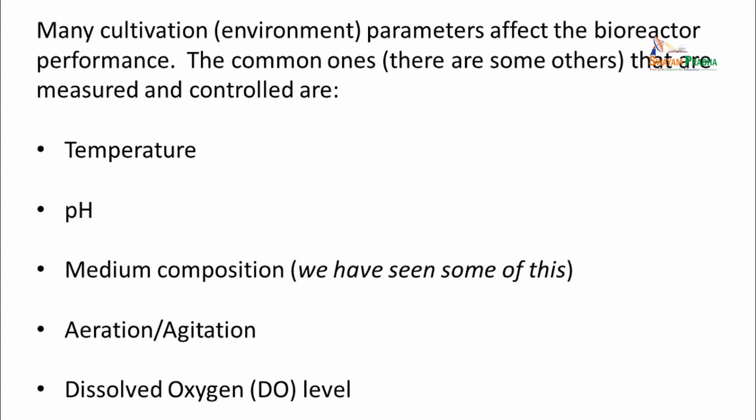In fact, both of them together are very important for what is called the dissolved oxygen level, DO for short. This is not D-O, this is DO, dissolved oxygen level. It depends on the aeration and agitation levels. This is so important that it is considered a separate parameter. It's measured separately and actually controlled separately through manipulating aeration and agitation.